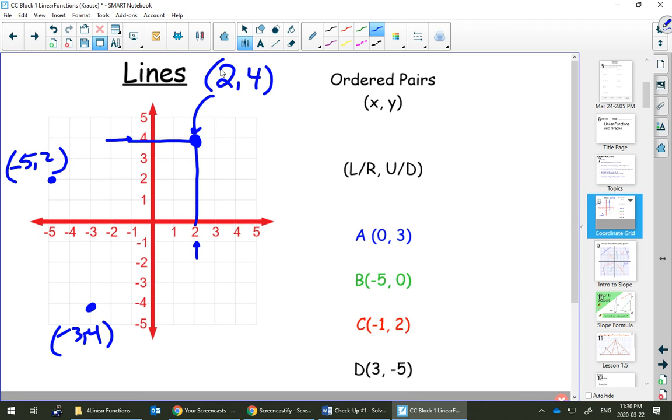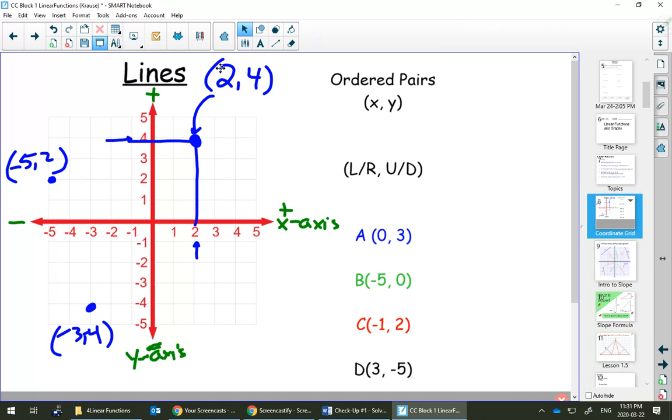It's important for you to know that when we're moving along the x-axis, so this is our x-axis here, as we move left to right, left is negative, right is positive. On the y-axis, so this would be our y-axis here, as we move up is positive, down is negative.